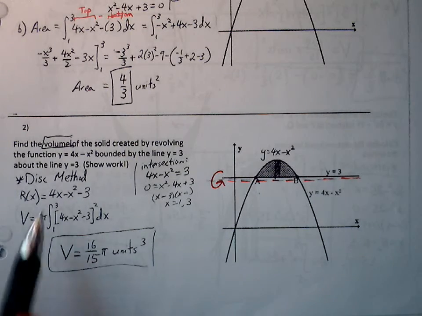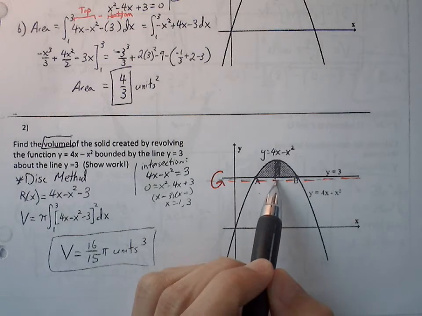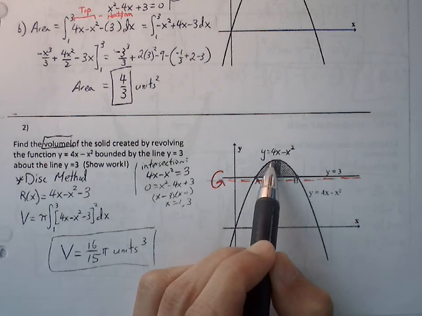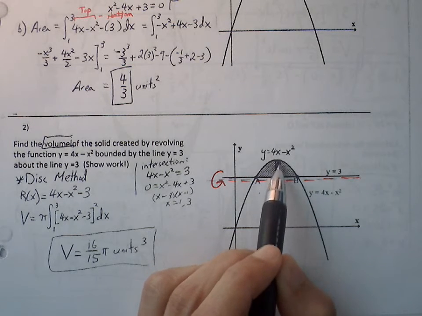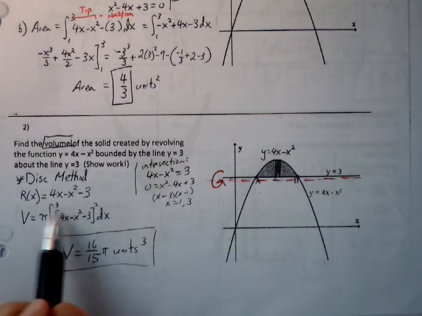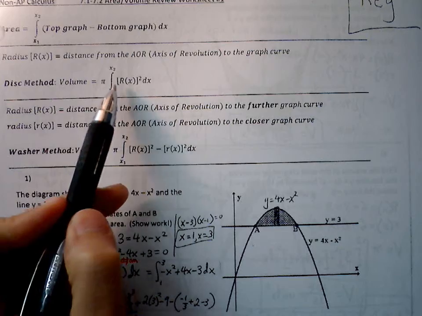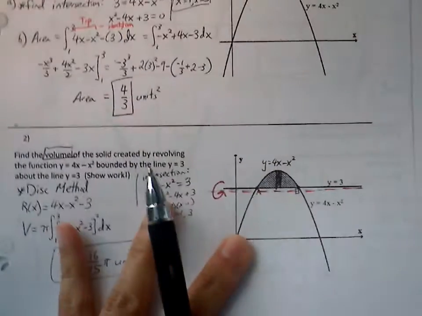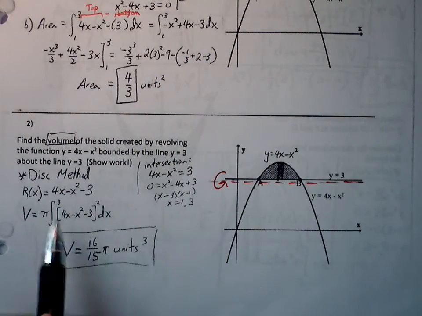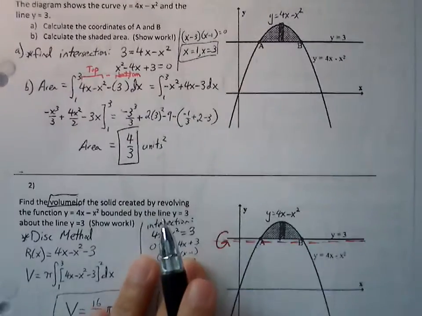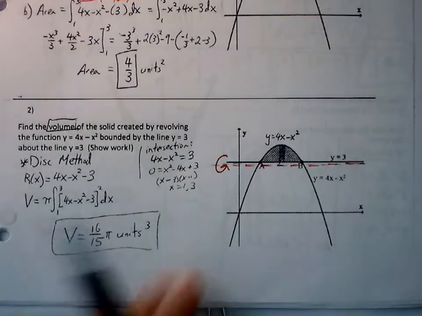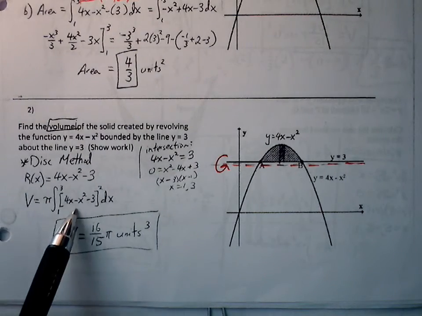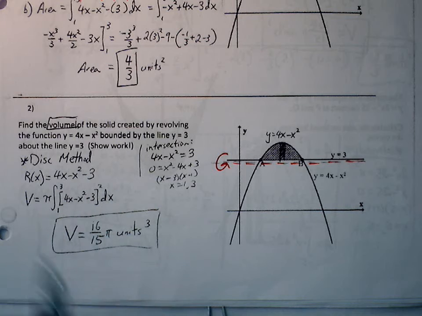The disk method says we draw the radius that extends from the axis to the boundary of the shaded region. We do top minus bottom, 4x minus x squared, minus parentheses 3. And that's our radius. So our formula for this method is pi, big radius squared, from our left bound to right bound. Our left bound and right bound still remain the same, 1 and 3. It's still the same shaded region, so a lot of information carries over. From 1 to 3, pi big radius squared. The rest goes in our calculator.